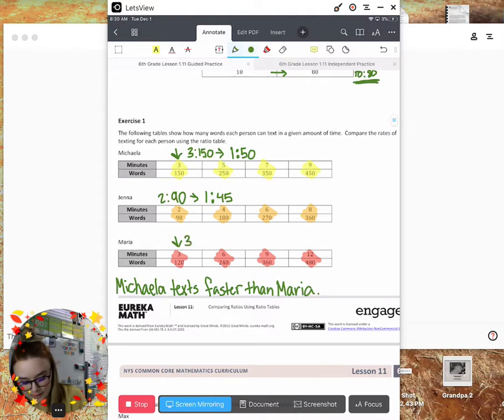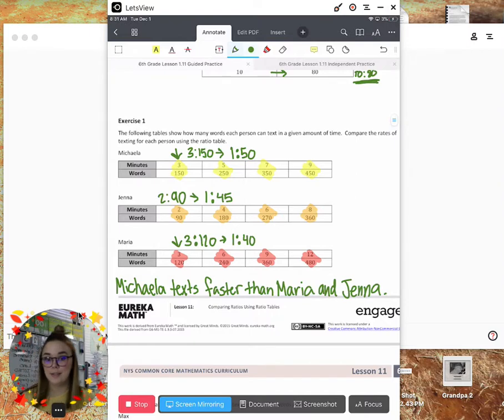Maria in 3 minutes texts 120 words. Again, both of those numbers are divisible by 3. We divide 3 by 3 and get 1. And we divide 120 by 3 and get 40. So it looks like Michaela is the fastest. So Michaela texts faster than Maria and Jenna. So I'm going to add "and Jenna" to that sentence.